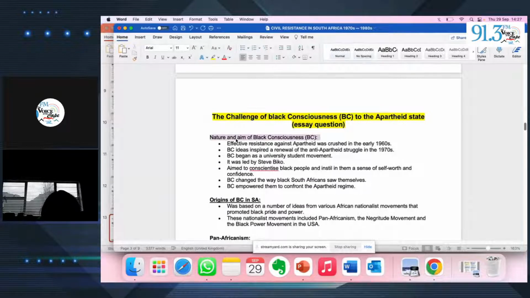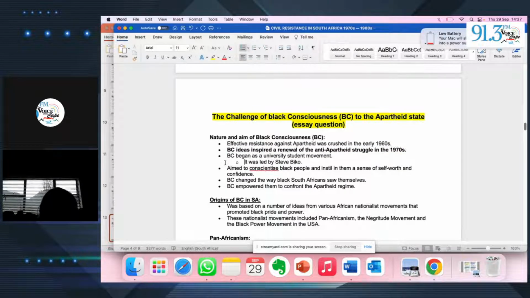So the nature and aim of the Black consciousness movement. Effective resistance against apartheid was crushed in the early 1960s, as we learned. However, Black consciousness ideas inspired a revival of the anti-apartheid struggle in the 1970s. It began as a university student movement, which was led by Steve Biko. It aimed to conscientize Black people and instill in them a sense of self-worth and confidence.